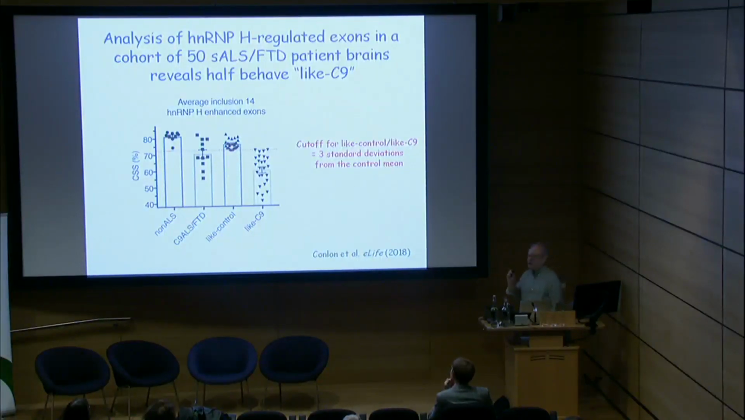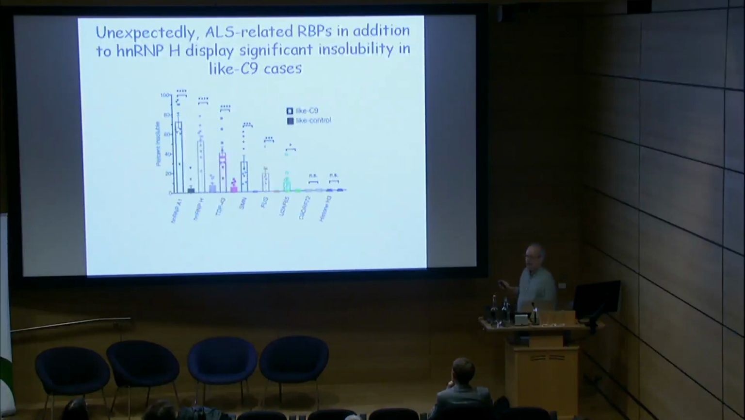So we could bin all these sporadics, which are most of the cases of ALS, into 2 groups, like C9 or like control. Now, Erin also used the sarcosyl assay and found that HNRNPH was insoluble in the like C9s, as was expected, but she found something else that was unexpected, which was that lots of other proteins also showed this same insolubility. These include some of these.